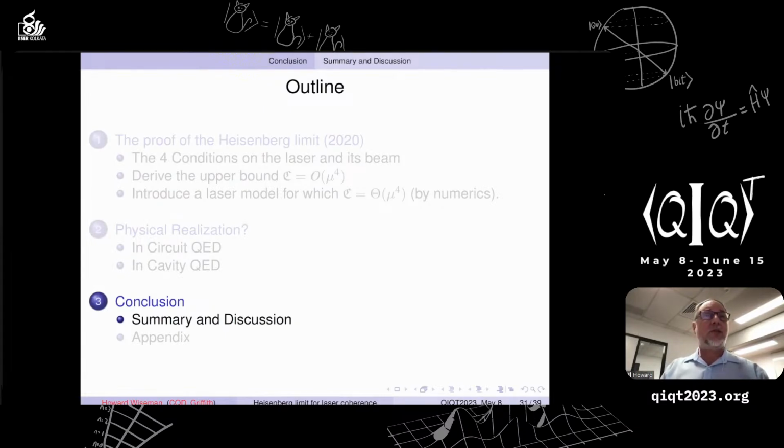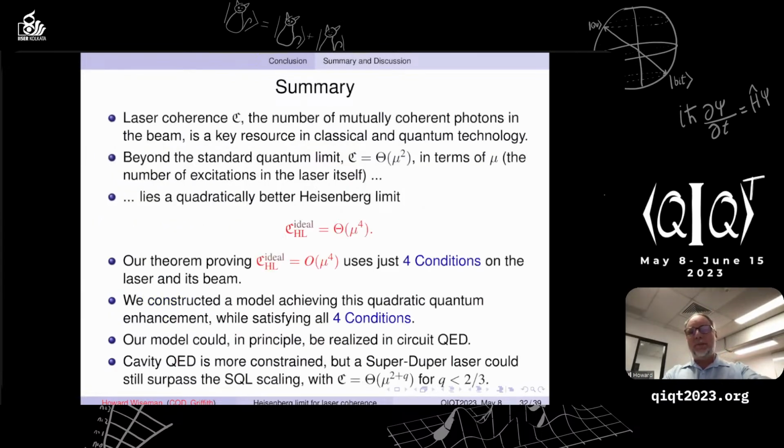Okay, so to conclude, I will start with the summary. The laser coherence, which we've defined as the number of mutually coherent photons in the beam. Maybe I didn't say this, but I should have said, this is why we're interested in this: it is a key resource in classical and quantum technology. You need highly coherent beams in order to do all sorts of things in both classical and quantum technology.